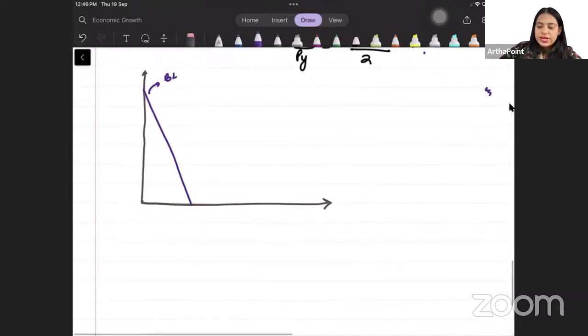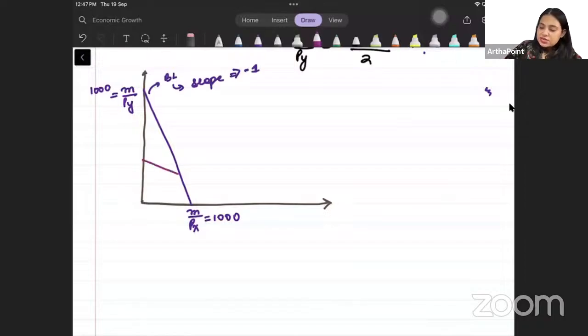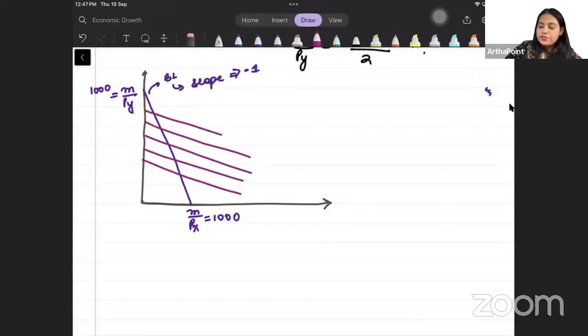Okay, so here you mention M by Py. That means this will be 1000. And here you mention M by Px. That means this will also be 1000. And your indifference curve, please write down that the slope of this is 1 in absolute values. Then you can mention that if you don't want to write an absolute value, just write -1. Then you draw some ICs, which will be flatter because the slope of the indifference curve is half.